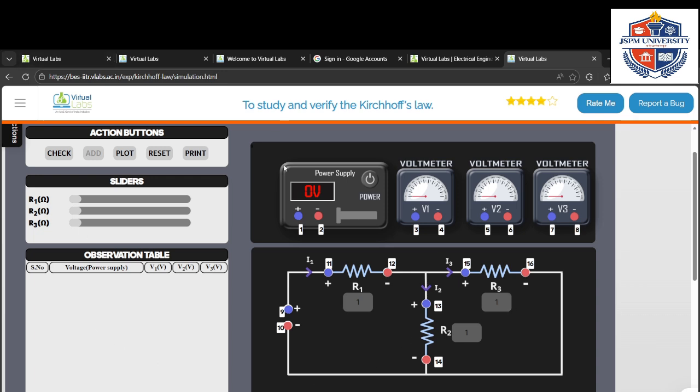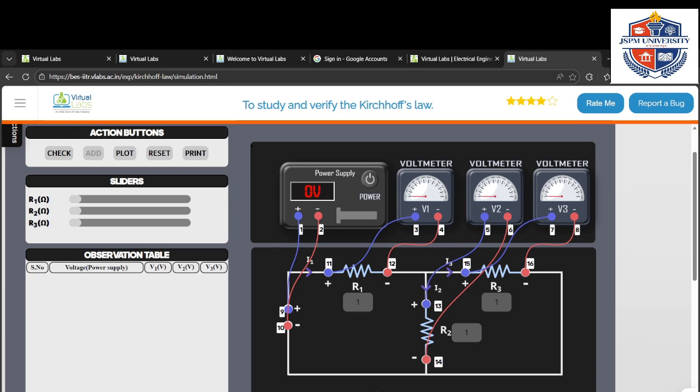Now we are going to make the entire connection. First, we connect the positive and negative terminals to the power supply. Then we connect the voltmeters across each resistance. V1 is connected across R1, V2 is connected across R2, and the voltmeter V3 is connected across R3. That is the connection circuit, so we have completed the connection.